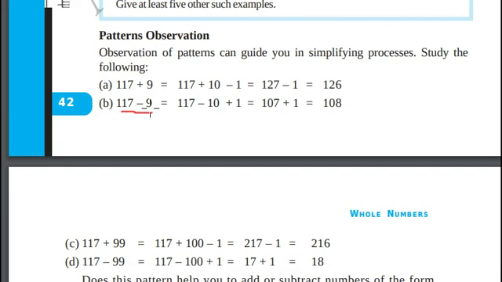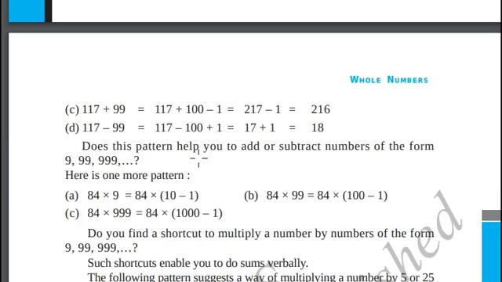117 minus 9. 9 could be written as minus 10 plus 1. Minus 10 plus 1 is equal to 9. So the equality doesn't change. 117 minus 10 is equal to 107. 107 plus 1 is equal to 108. Does this pattern help you to add or subtract numbers? Yes, sometimes it is very helpful. It is more helpful when you are multiplying and dividing numbers.